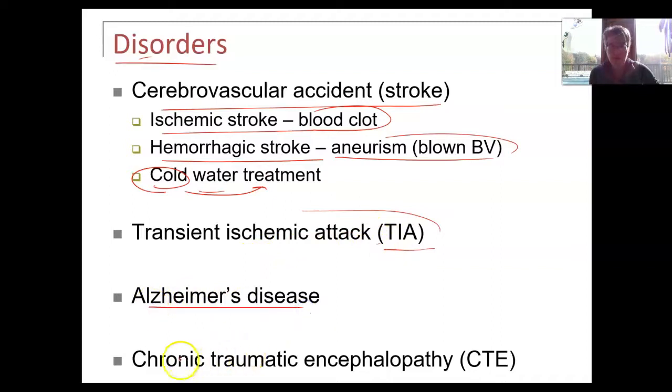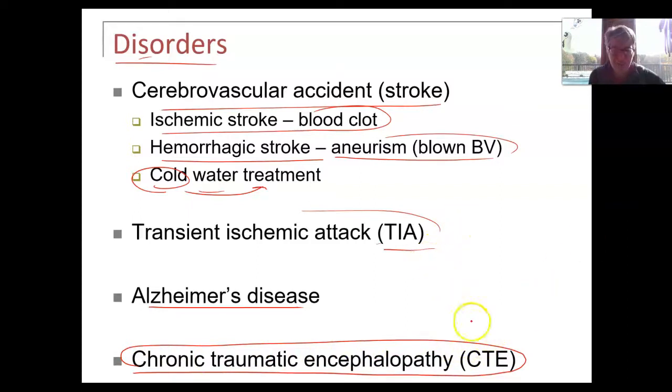You have Alzheimer's, which I think one or two people wrote their paper on. And then this is chronic traumatic encephalopathy. This has to do with the boxer, sports head injuries, repeated head injuries. They look like Alzheimer's because their brain has just had too much trauma, and cumulatively it is affecting it, it's damaging it.